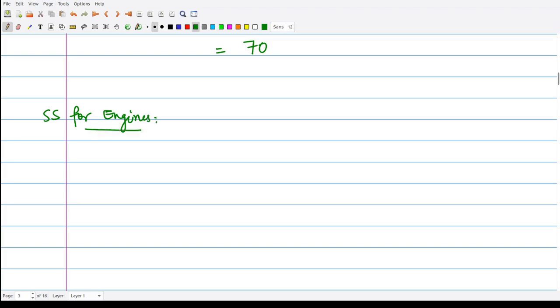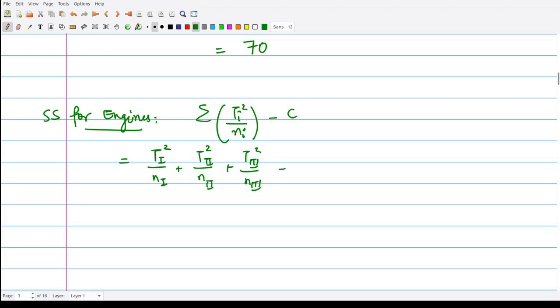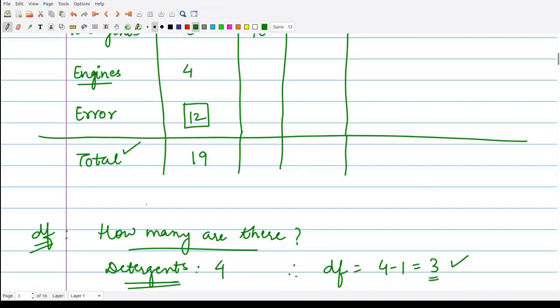So again, we'll use the same formula, summation Ti square divided by Ni minus C. So this is equal to T1 square by N1, because we are calculating it for the first engine, then for the second engine, then for the third engine, then for the fourth engine, then for the fifth engine, minus C. Now we have all these values. Let's go back and look.